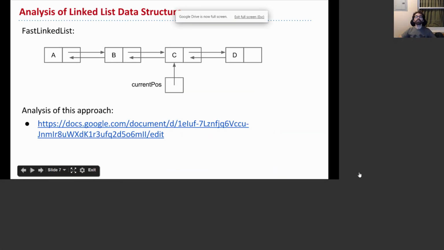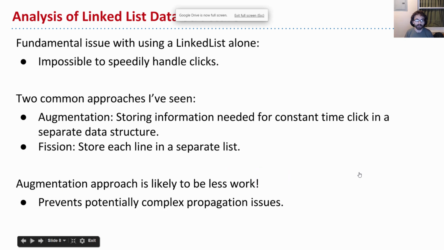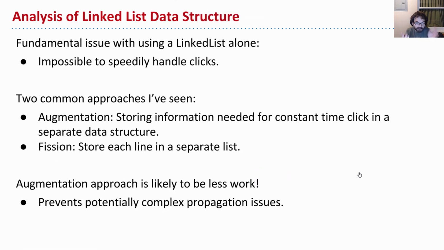Okay. So the issue then becomes, if we're using a linked list, how can we fix it? The fundamental problem is just that we cannot handle clicks in constant time with what we have. So there are two common approaches that I've seen in office hours that I think are reasonable. There are others, this isn't exhaustive, I'm sure. But it seems to me that there are two basic themes that occur. One of them is augmentation, which is to store the information you need for constant time click in a separate data structure. And the alternate approach is what I'm going to call the fission approach, where instead of keeping one giant list of the whole file, you keep a bunch of different lists, one for each line.